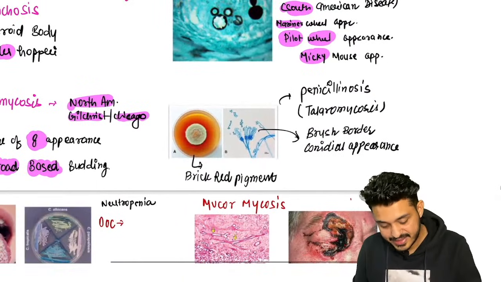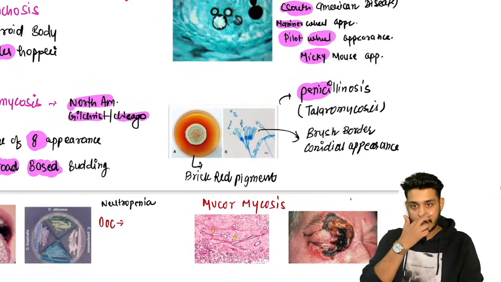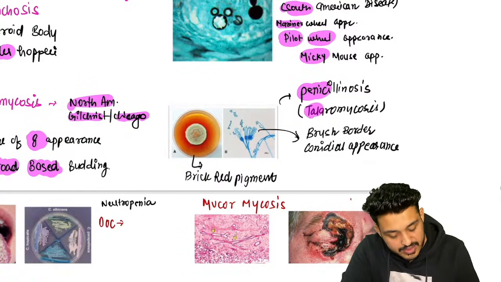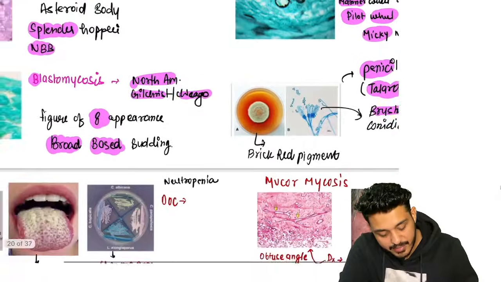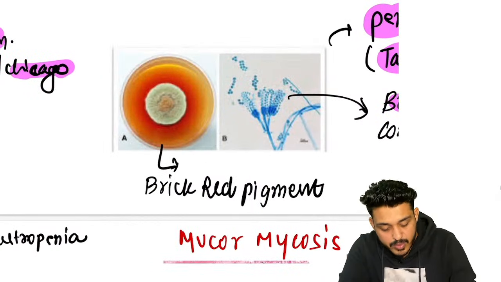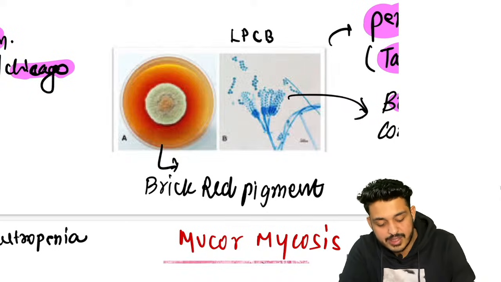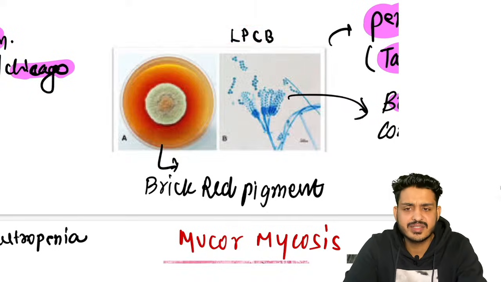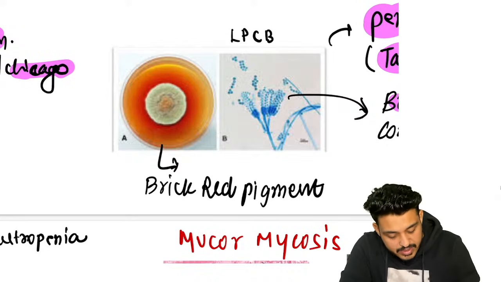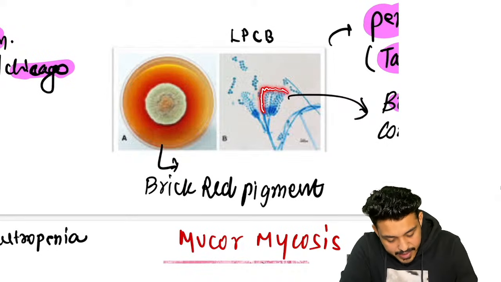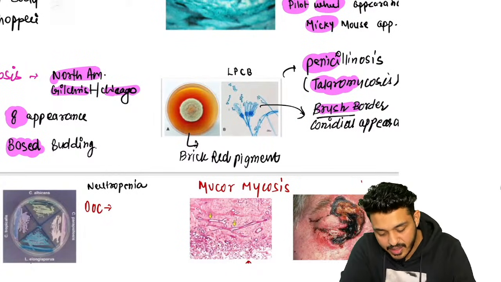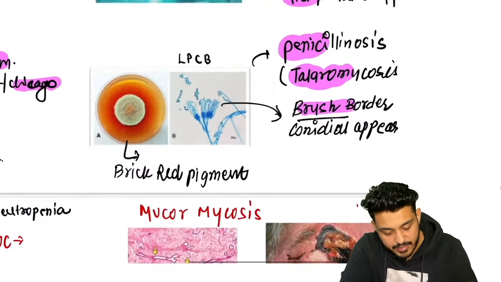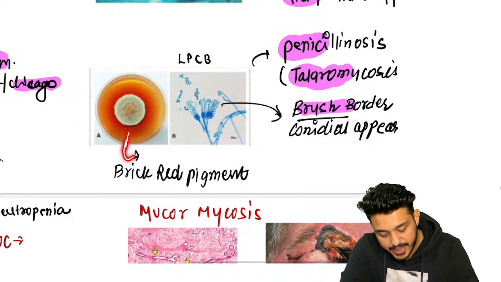Lastly, we have penicillinosis, HSBC P square. This penicillinosis is also known as what? Talaromycosis, right? Here you will be having brush border conidial appearance. Remember, anytime you see something blue in this particular thing, this is known as lactophenol cotton blue stain. Stain means color. This is just a color to see the fungus, right? So here you can find this brush border-like appearance. This is looking like a broomstick, or like a brush, and here you can get the brick red pigment, right?